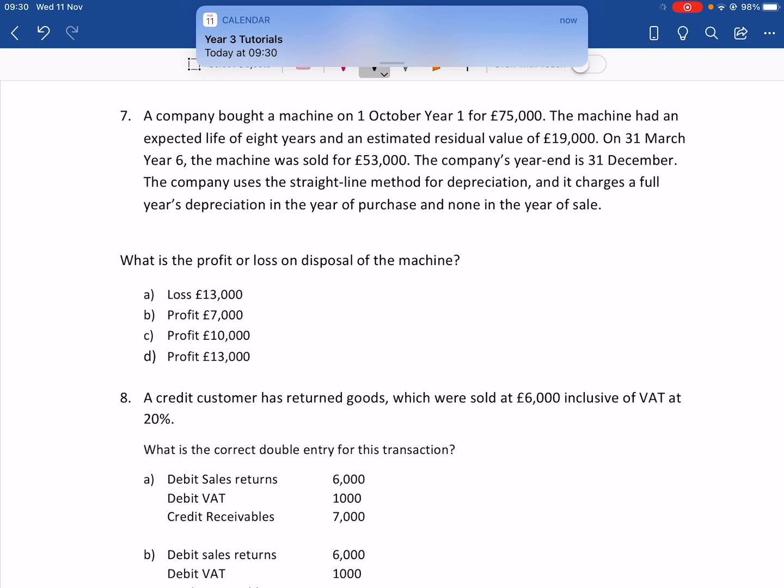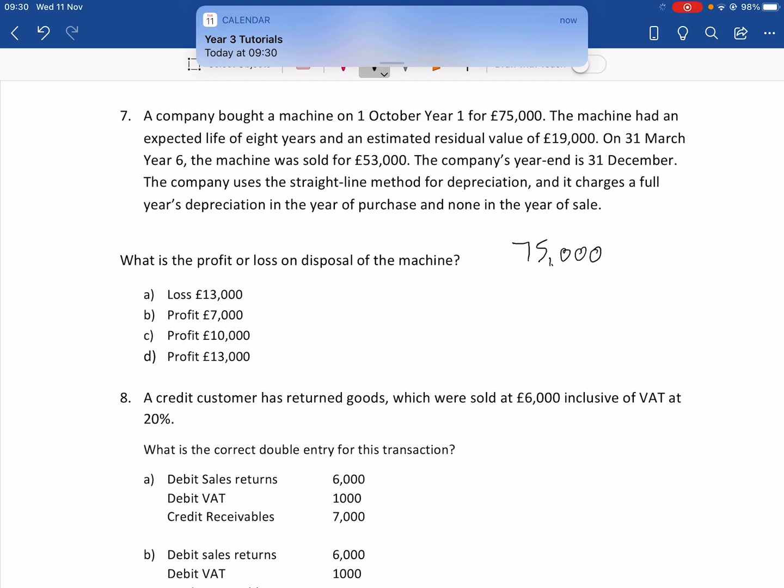So how much is it depreciated by? What we've said in the past is depreciation is the wearing out of an asset, and how we calculate the depreciation using the straight line method is we start with the cost, which is £75,000.